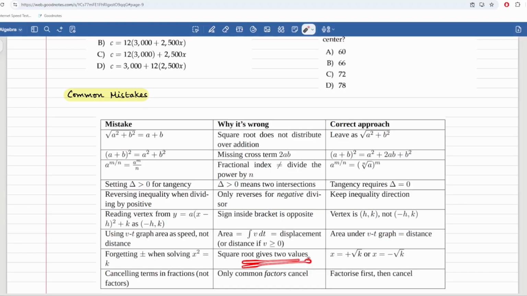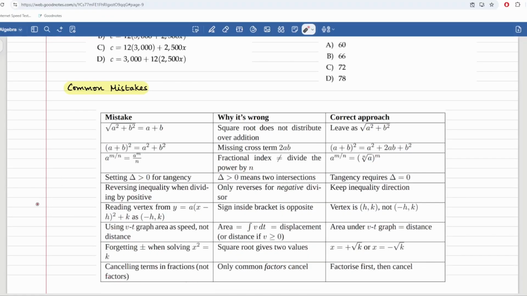Square root always gives two values. Cancelling terms and fractions: if you have something like 2 plus 7 by 14, don't cancel 7 and 14. This is a very basic error, but in the heat of the exam, these things can happen. I hope they do not happen to you, but still they might. So I have included this table as a cautionary warning.